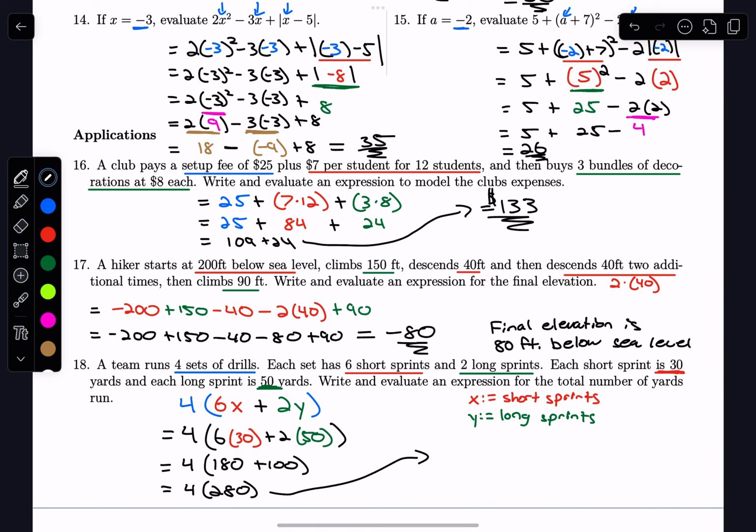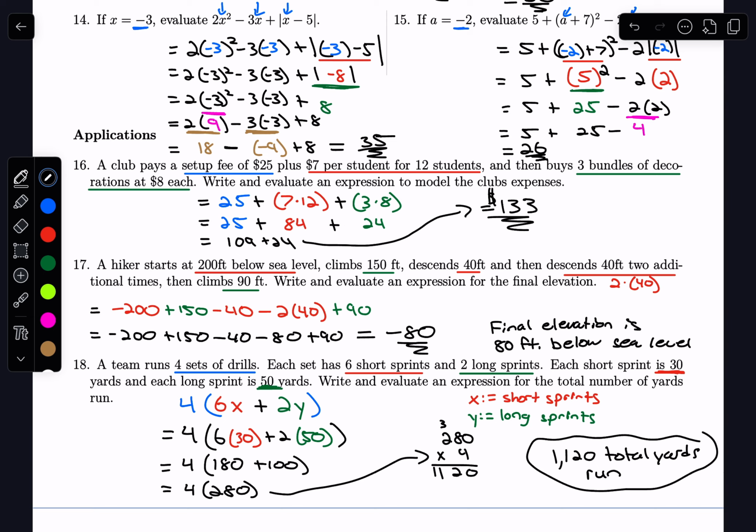And that one's big enough that I'm going to do it as a vertical problem. 280 times 4. 0 times 4 is 0. 4 times 8 is 32. So I carry the 3 over. 4 times 2 is 8. Plus 3 is 11. So I end up with 1,120 as my solution. And so when we write out the total number of yards run, we would say 1,120 total yards run during these drills.